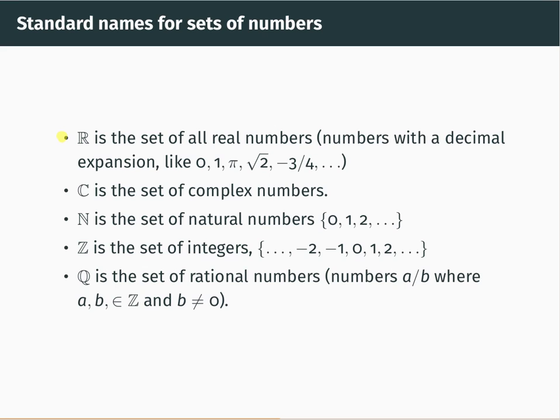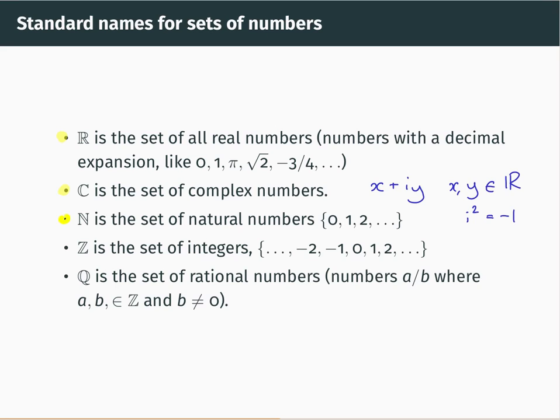A real number is a number with a decimal expansion. These are the numbers that you deal with in analysis 1. So things like 0, 1, -7, pi, √2, -3/4. Every number with a decimal expansion is an element of this set R, which is called the set of all real numbers. On the other hand, bold C is the set of all complex numbers. Those are the numbers of the form x plus iy, where x and y are real numbers and i is the square root of -1.